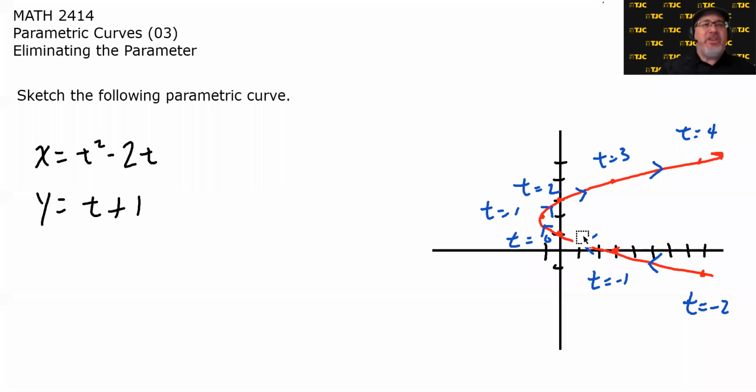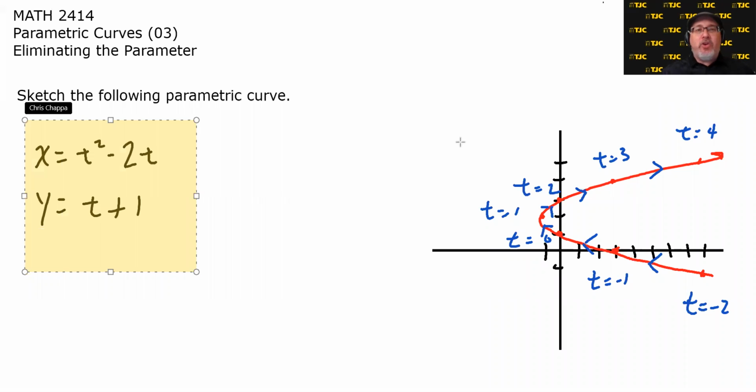Math 2414, Parametric Curves, Video 3, Eliminating the Parameter. At the end of the previous video, we took these parametric curves. We created a table of values, which has since been erased, where we selected values for t, calculated x and y, and sketched the curve that you currently see on the screen.